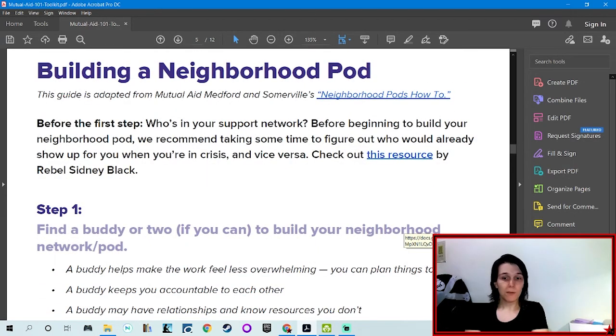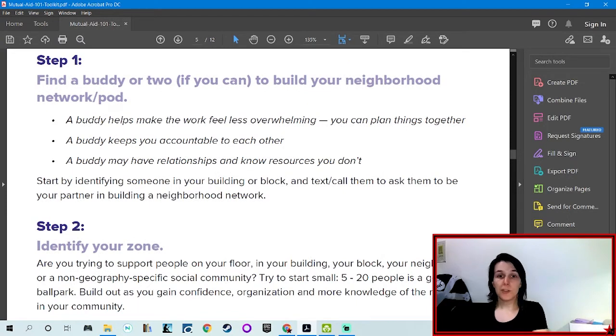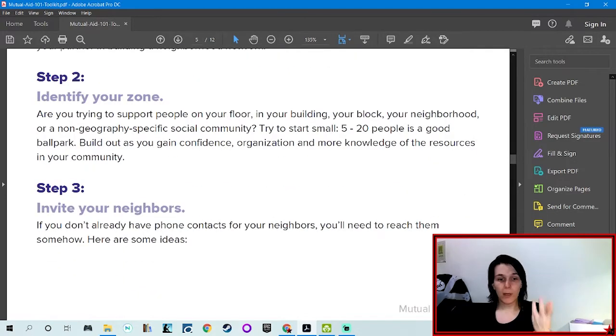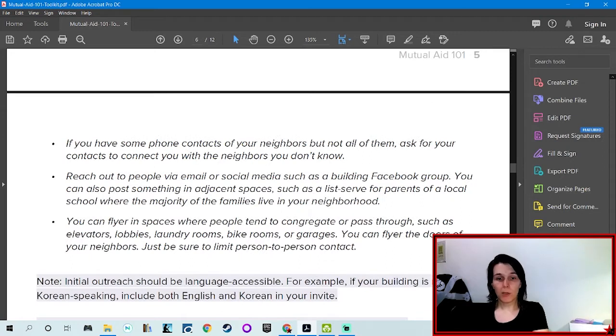So how do we formulate any of this? Well, we build a neighborhood pod. You have to think about who's in your support network already and who are the people that you can already rely on. And in order to do this, you find one or two good people if you can, and you start trying to reach out to people, identify where your location is, and invite neighbors in. If you have phone contacts of some of your neighbors, but not all of them, ask people that you get in touch with to see if you can contact other neighbors.